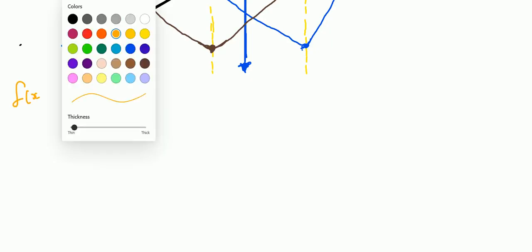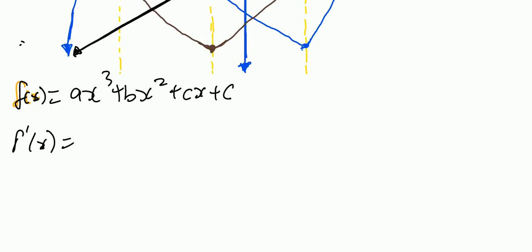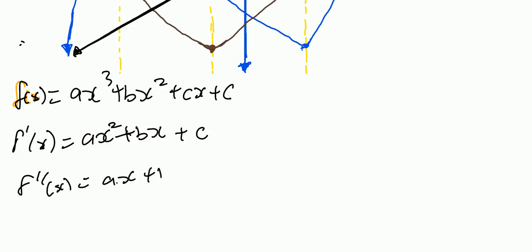Let's confirm. Remember, if your f of x is equal to ax cubed plus bx squared plus cx plus d, which is your cubic, your f prime x will be in terms of ax squared plus bx plus c. Then your f double prime x will be what? Ax plus b. Remember.